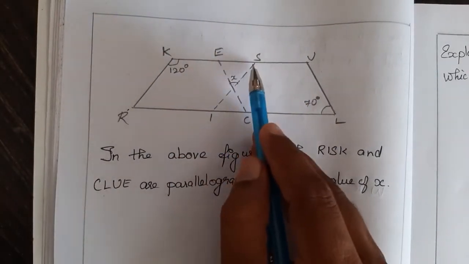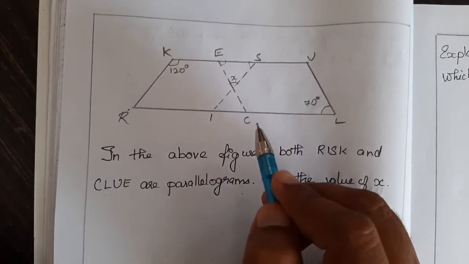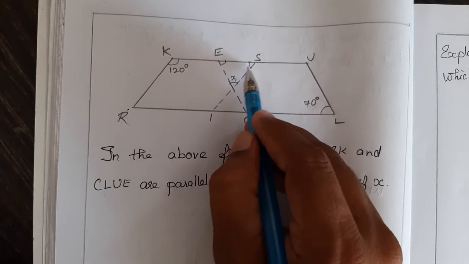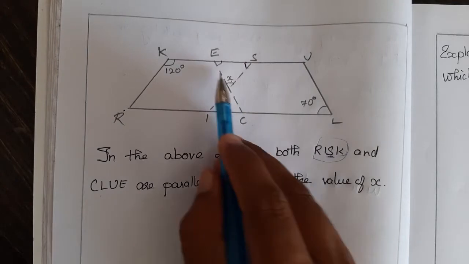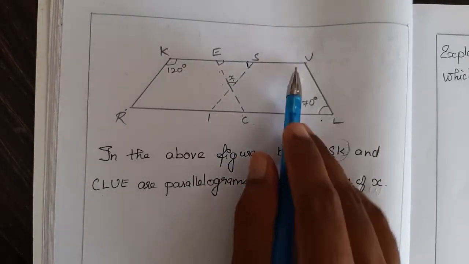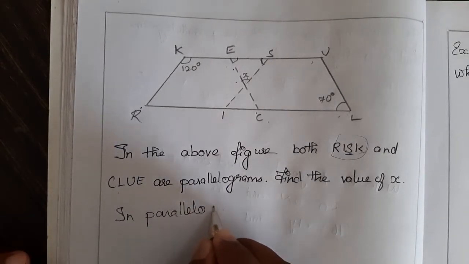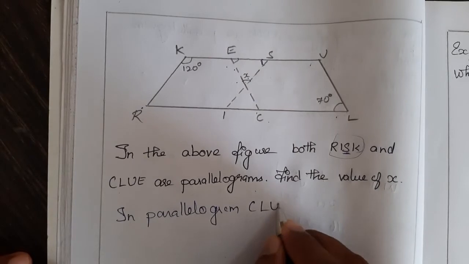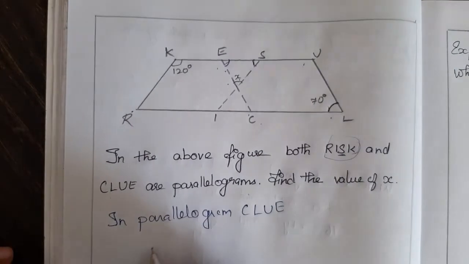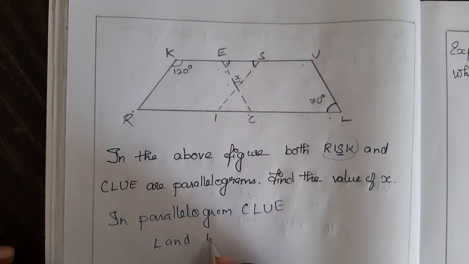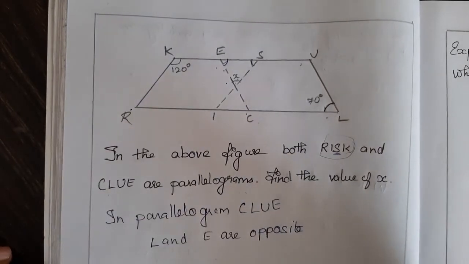We can consider this triangle. If we know these two angles, then it is easy to find x, right? We can easily find these two angles because S is a point of parallelogram RISK and E is in parallelogram CLUE. So in parallelogram CLUE, this is 70 degrees, and the opposite angle is E. So L and E are opposite, so the angles should be the same.